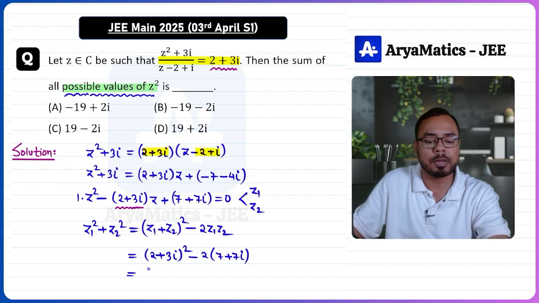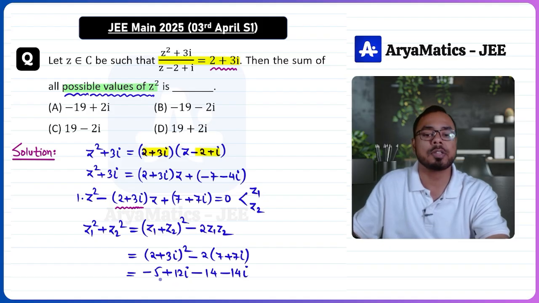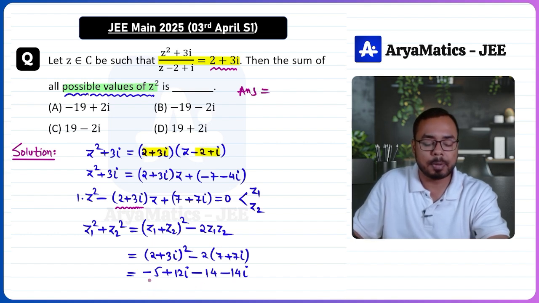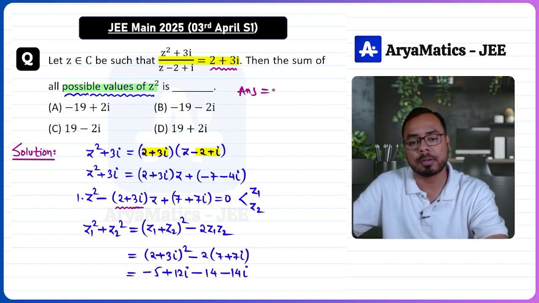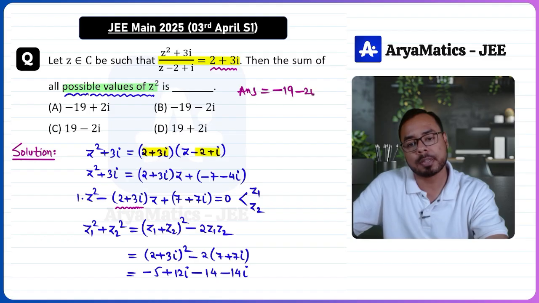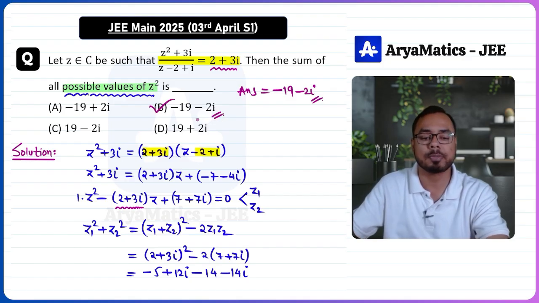Now if I expand this one, you will get 4 minus 9. So that will be minus 5. And twice the ab term will be 12 iota. And then minus 14 iota. This is what we are getting. Now clearly you can see that if I separate the real and imaginary parts, minus 5 minus 14 will be minus 19, and then 12 minus 14 will be minus 2 iota. So this is what we are getting, and clearly this is option B, so that should be the correct answer for this problem, right?